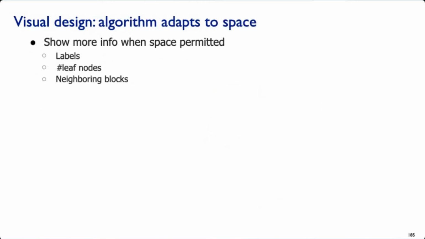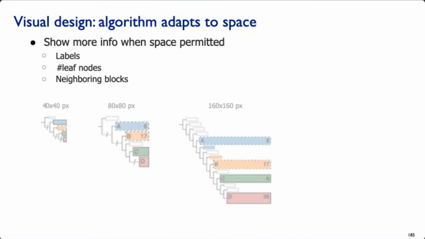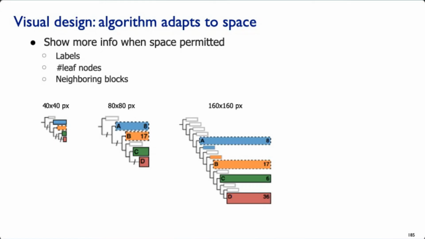Now what's interesting about this is we want to do this adaptively. So if there's enough space, we can show more, and if there aren't very many pixels, we show less. So for example, here is the same set of selected nodes and trees optimized for 40 by 40 pixels, or 80 by 80 pixels, or 160 by 160 pixels. And notice how we show more structure when we have the pixel budget.